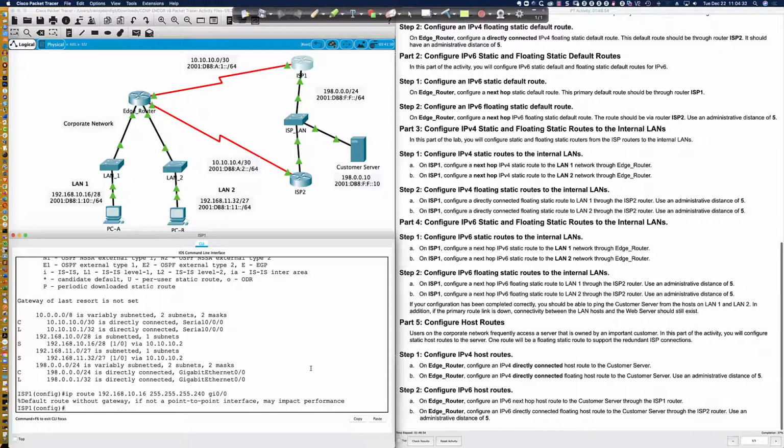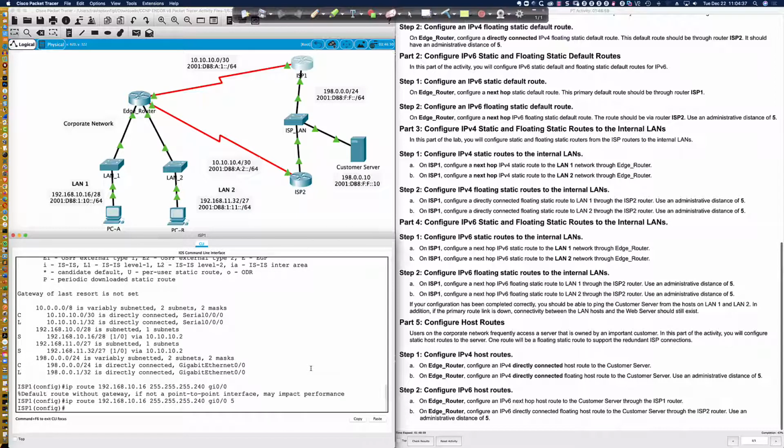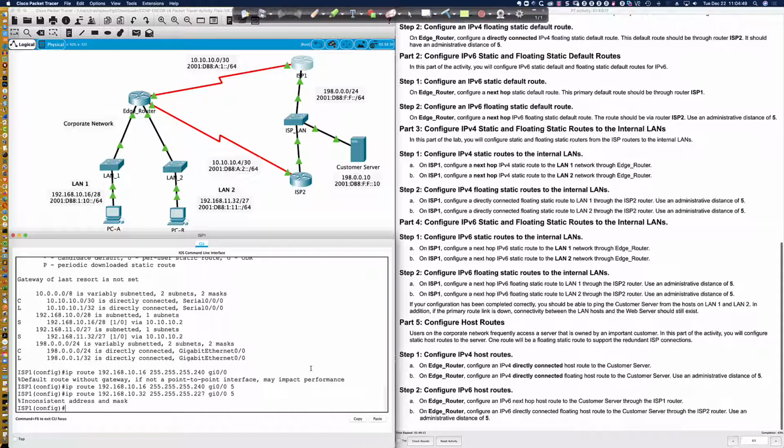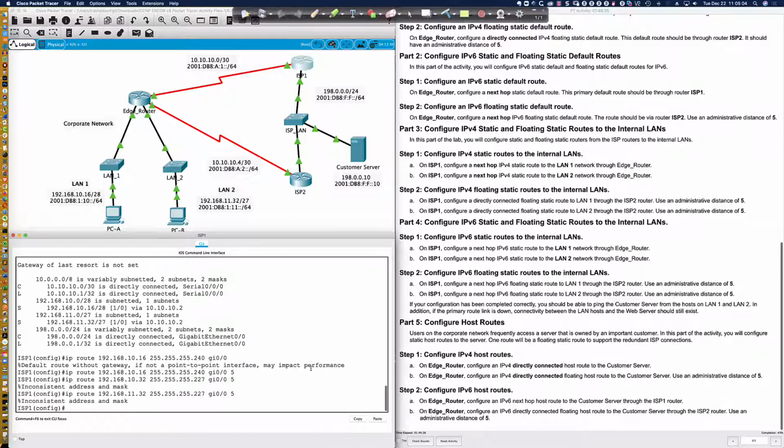floating statics. And you know what I just realized is I did not read all the way to the end of the line, and we want that to have an administrative distance of 5. And so now we're going to do the same thing, except this is going to be a /27, and we're going to come over here and change our network ID to 32. And did I do that right on ISP1, configure directly connected floating static to LAN 2 through the ISP? Oh, you know what just happened right there? Inconsistent. I'm glad it aired out there because I forgot to change the third octet to an 11. And what did I just do?